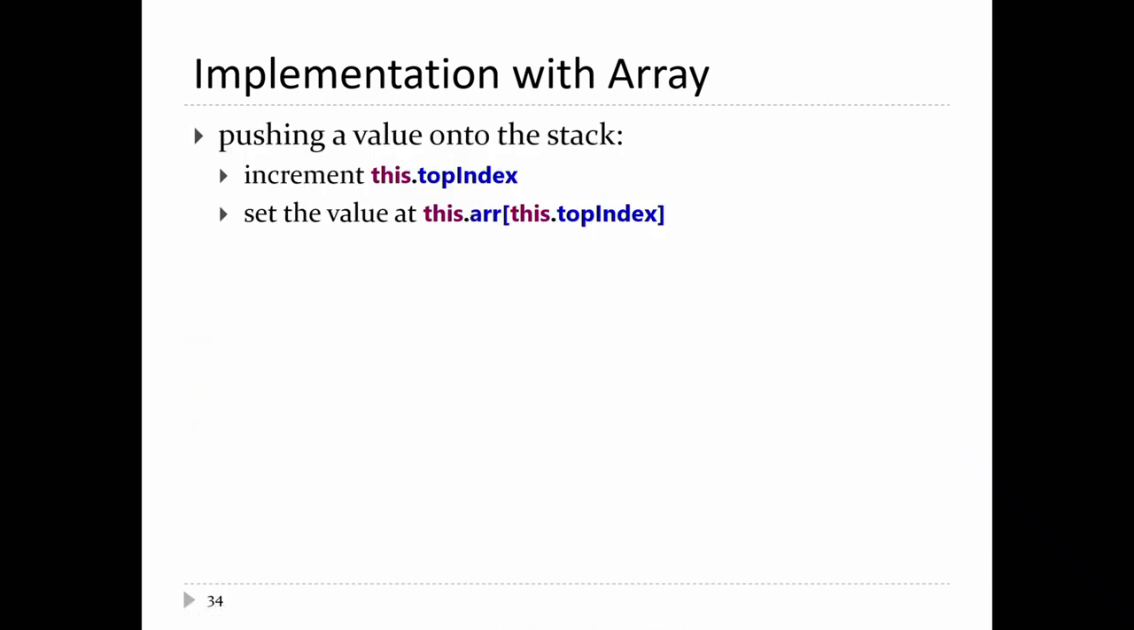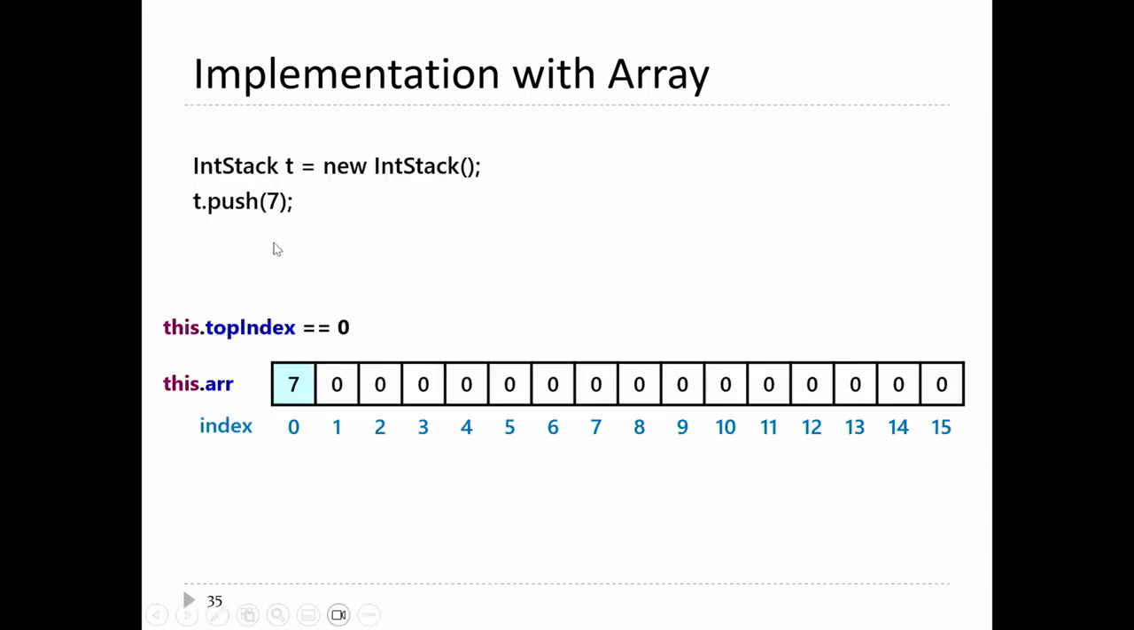So if I push an element onto the stack, I'm going to push a 7. What we're going to do is write into the first available array location. That's going to be top index + 1. So we're going to set top index to 0, and then write into that array location the element that was pushed. So the 7 appears here. The top index is now 0.